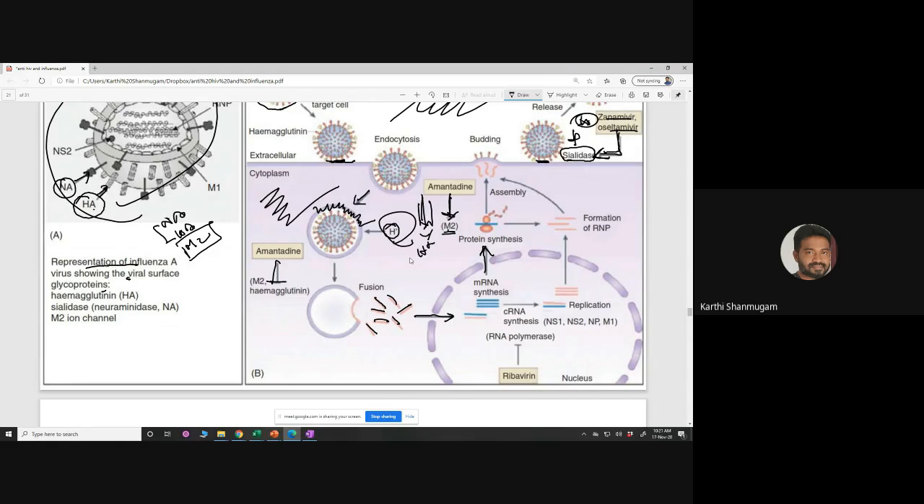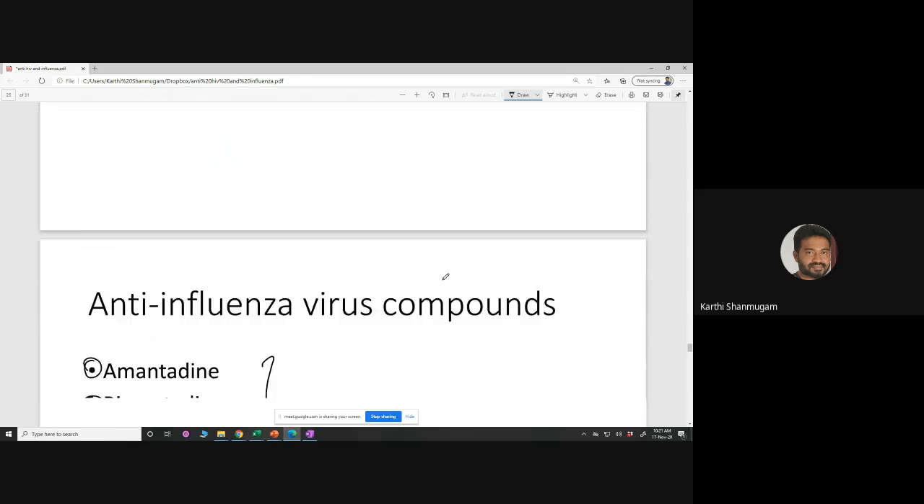But if we inhibit this M2 channel with the help of amantadine, we can stop the entry of the H plus ion. We can stop the increase in the acidity in that specific region. Hence we prevent the lysis of the virus particle. It cannot release the genetic material inside the cytoplasm.